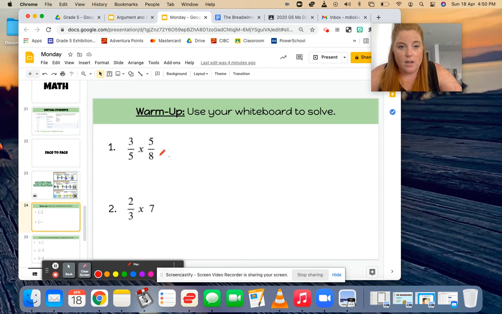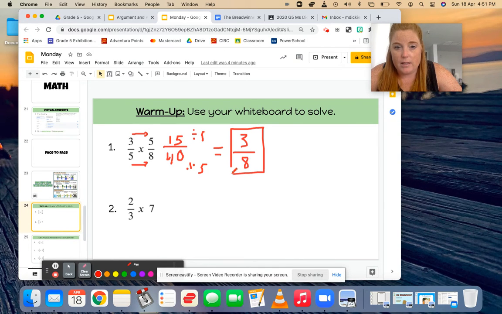So if I was solving this, I'm going to go 3 times 5, which is 15. 5 times 8, which is 40. And right away, I can already see that my numerator and my denominator can both be divided by 5. So 15 divided by 5 is 3, and 40 divided by 5 is 8. So that should be your answer, 3/8. If you got 15/40, yes, that's still correct, but we can simplify and go smaller.